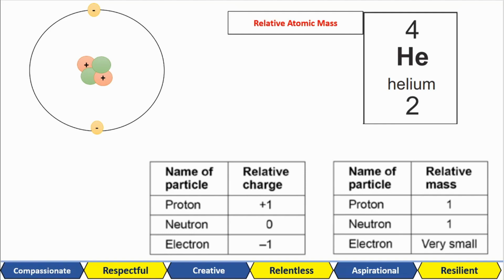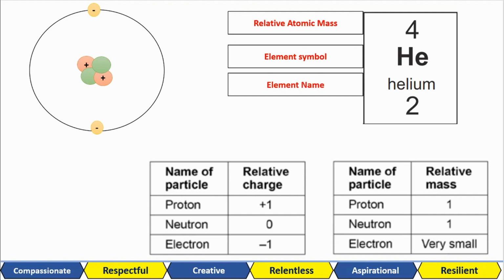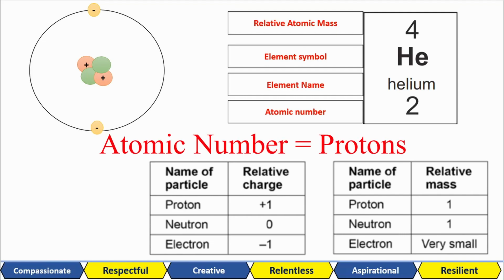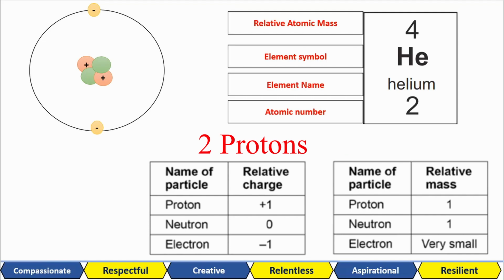Look back here. The rest of the data on the periodic table shows the element symbol, the element name, and also the atomic number. The atomic number of an element is equal to the number of protons in its nucleus. We have 2 protons here, so the atomic number is 2. Each element has its own specific atomic number. If you had 3 protons, it will be lithium. If you had 1 proton, it will be hydrogen, etc.